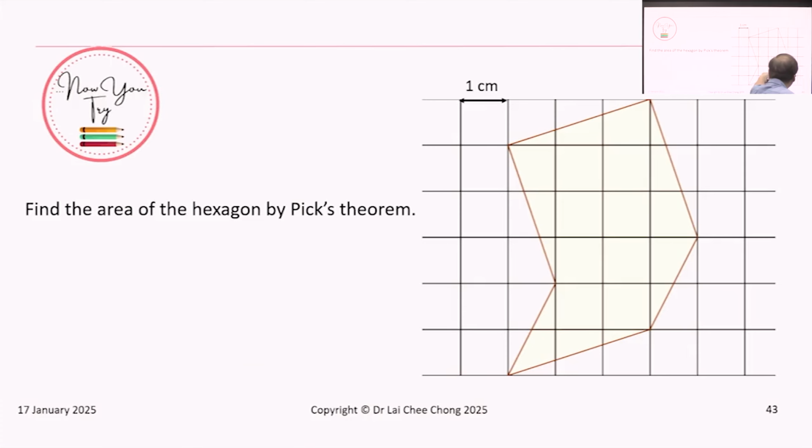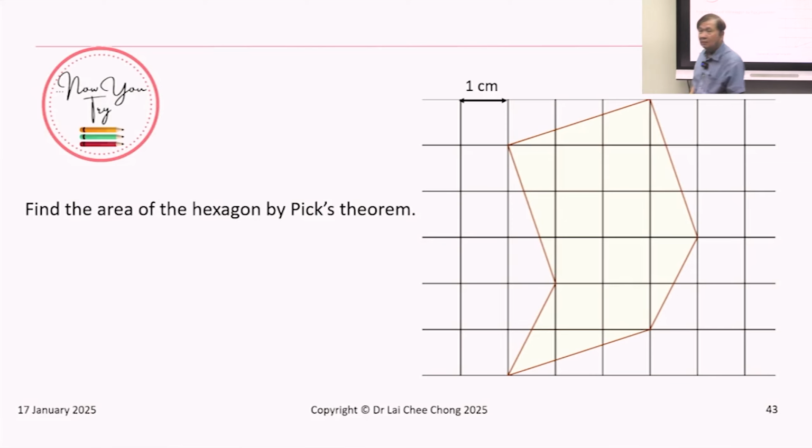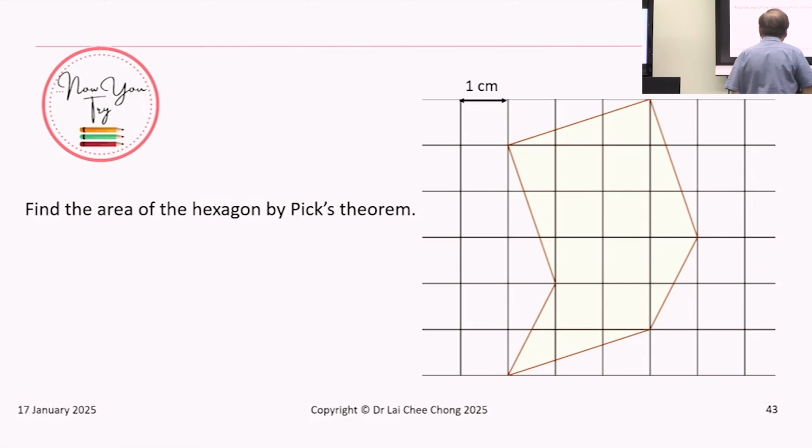Same one, remember? Now you use Pick's theorem to find this area. Come on. You count the number of interior points and the number of boundary points, and see whether you get the area of the polygon to be 15. Come on, you try it now. Same one. Now you do it in your own time. Now use Pick's theorem to do it.